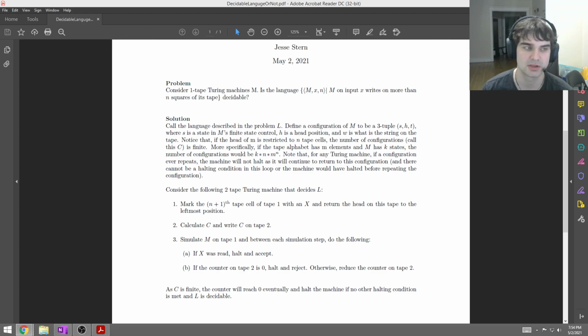I'll go into the common issues first, and then I'll go into definitions involved in this problem and ways they should be thought about. So, common issues. One is keeping track of which cells have been written in. I do this in a relatively unique way. I think only one student solved this problem in the same way I'm doing now, which is to mark the n+1th tape cell of tape 1 with an X.